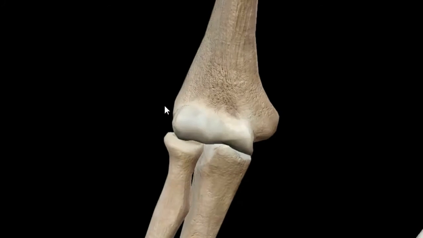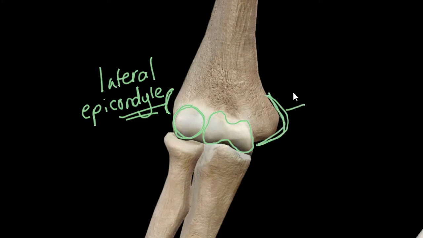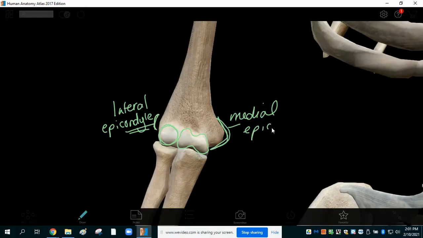Over here we also have the very teeny tiny lateral epicondyle. And epicondyle means a bump upon a condyle, which is just another bump. So here's our original condyle. We just happen to call it the capitulum. And then the epicondyle. Here's our original condyle. We call it the trochlea. And the epicondyle here. This is the largest epicondyle we have. This is the medial epicondyle.